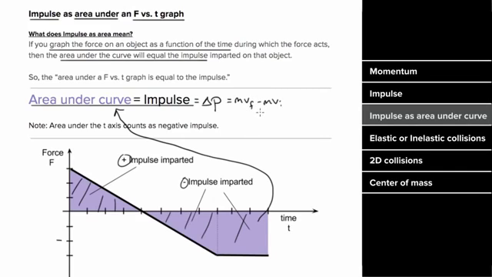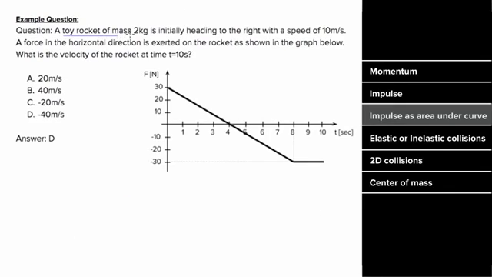So what does an example problem involving impulse as the area under a graph look like? Let's say a toy rocket of mass 2 kilograms was initially heading to the right with a speed of 10 meters per second, and a force in the horizontal direction is exerted on the rocket as shown in this graph. And we want to know what's the velocity of the rocket at the time t equals 10 seconds. To figure that out, we'll figure out the area under the curve.